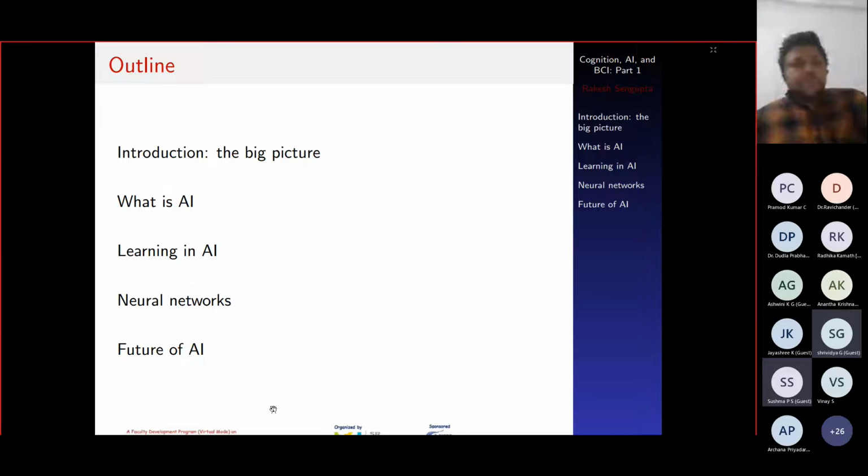Okay. So there are two parts to this lecture. In the first part, I talk mainly about AI and cognition, and then in the second part, we go on to the BCI aspect. And those of you who have attended the first day's session conducted by Dr. Ashok Rao, some of the beginning parts you might find very familiar. He had a wealth of information to offer for all of us.